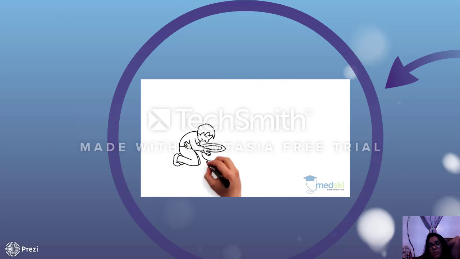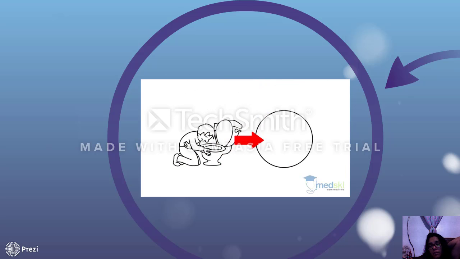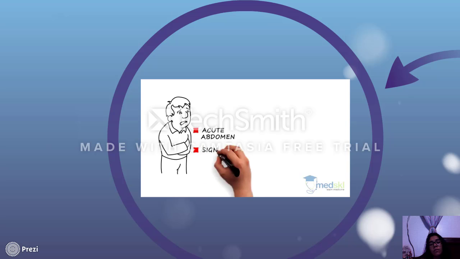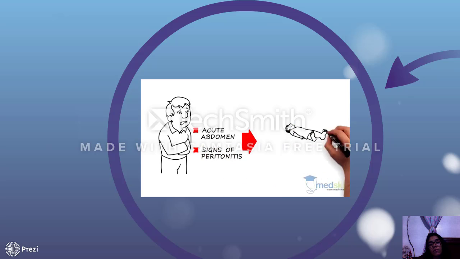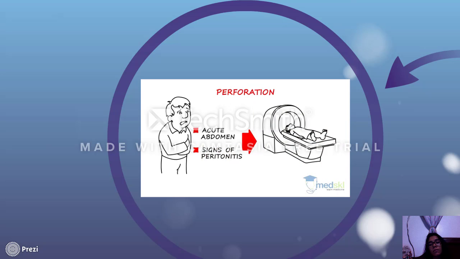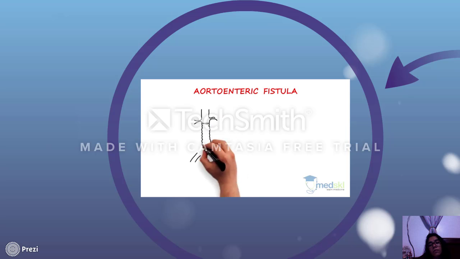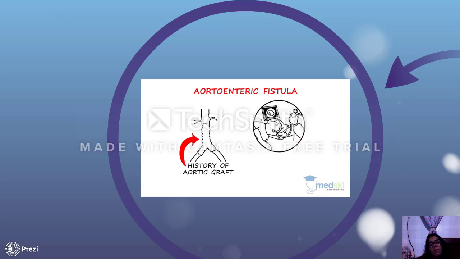A history of vomiting and retching followed by hematemesis suggests a Mallory-Weiss tear. Patients with acute abdomen and signs of peritonitis should be imaged to rule out perforation, along with prompt surgical consultation. Suspect aortoenteric fistula with a history of aortic graft, as emergency endoscopy is indicated, and surgery if diagnosed.